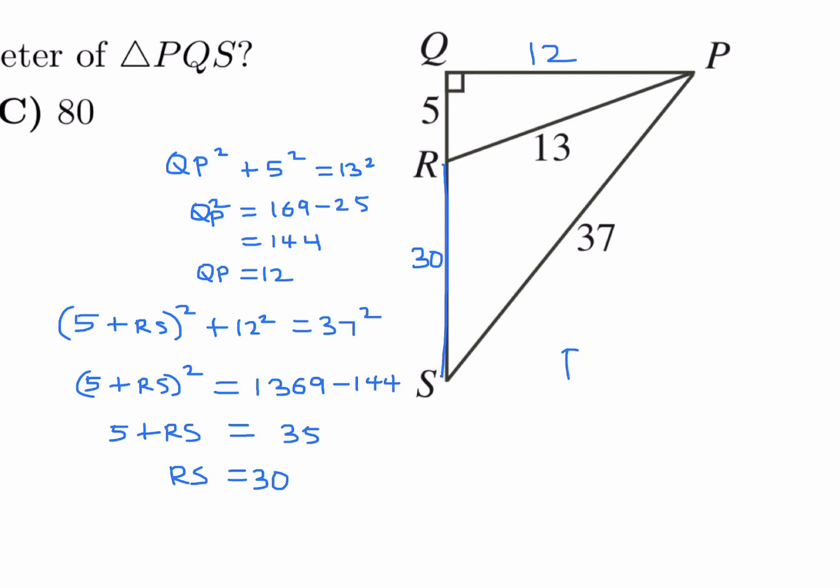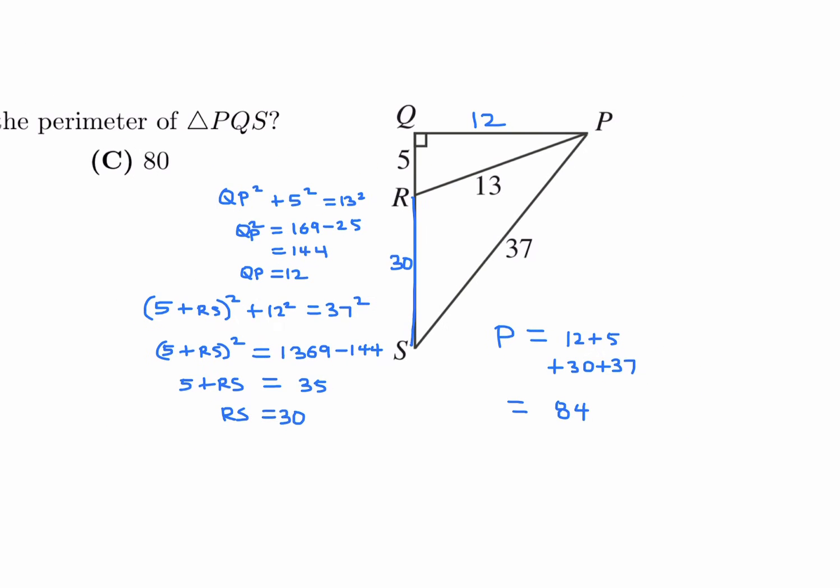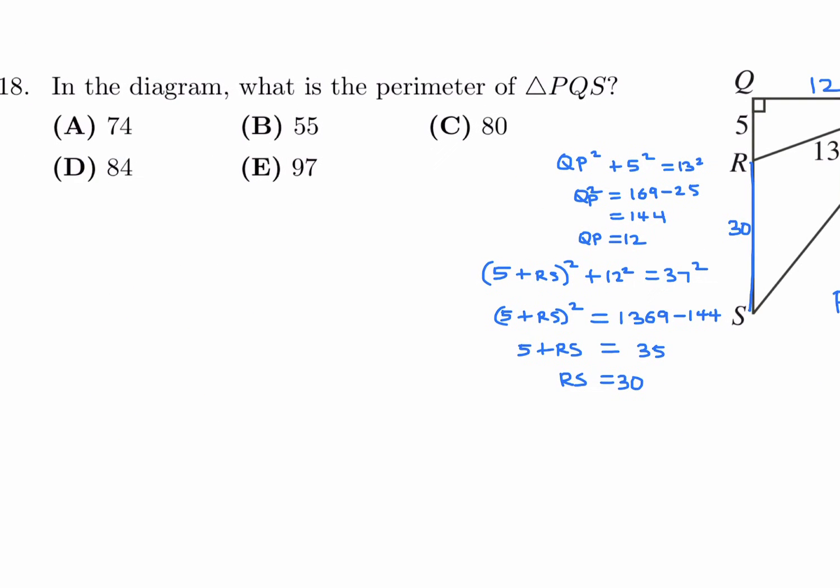So the perimeter of this triangle is 12 plus 5 plus 30 that we just calculated plus 37. And that totals 84. So the answer to number 18 is D.